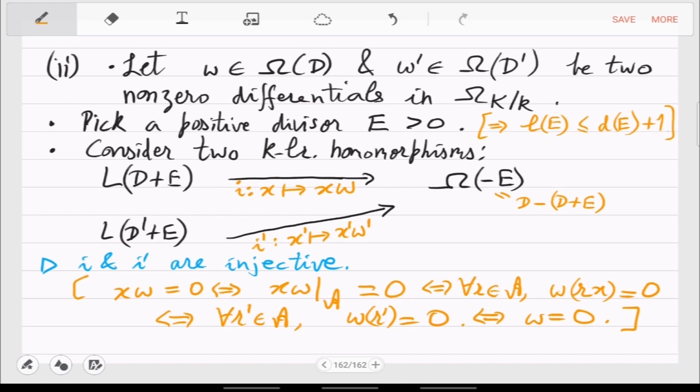Right. So, but how will this help? So, injective is almost a trivial result. Basically, you have an embedding of L d plus E in omega minus E, and you also have an embedding of L d prime plus E in omega minus E. You have some information about their dimensions. So, let us compare.